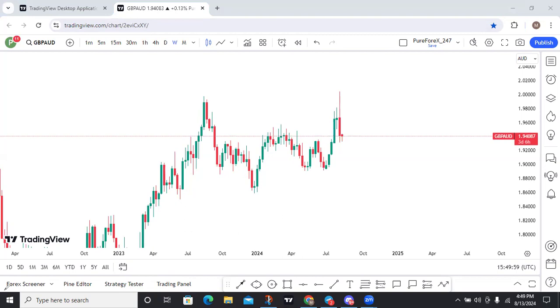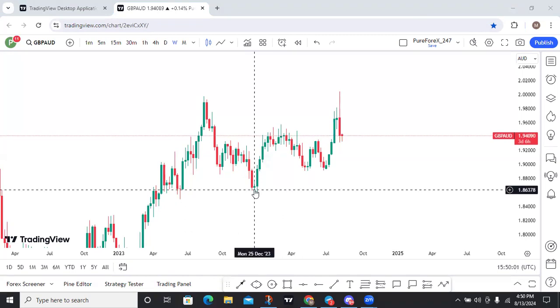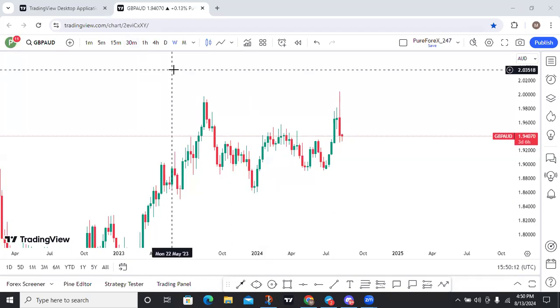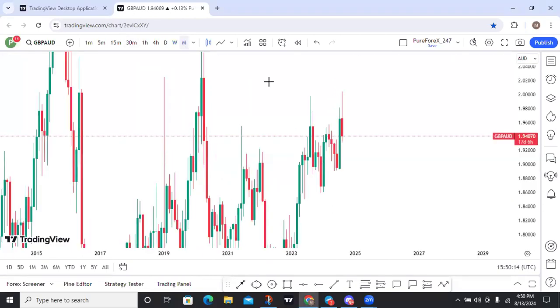All right, so now that we know that it's an uptrend, we want to be eyeing the market in respect to our strategy, in respect to Bastra. So for me, let's go to the monthly time frame.